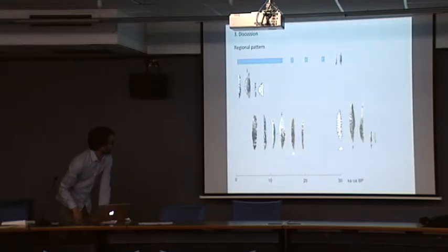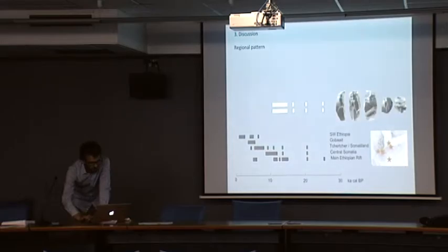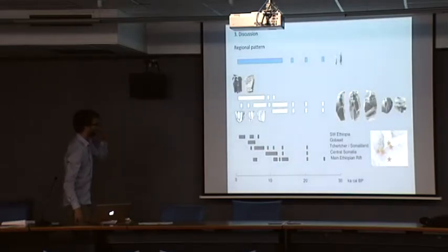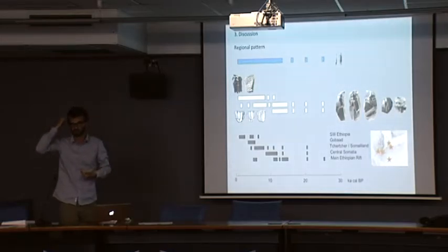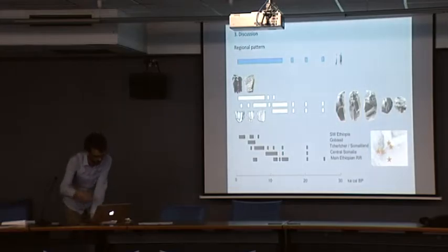And if we try to put this in pattern, this is what I was saying. We see the existence of a great variability, which is actually related to other changes within the technical systems. And this is, I think, something that Latifa stressed earlier, that these microliths are part of the whole technical system and they are the expression of a global change.